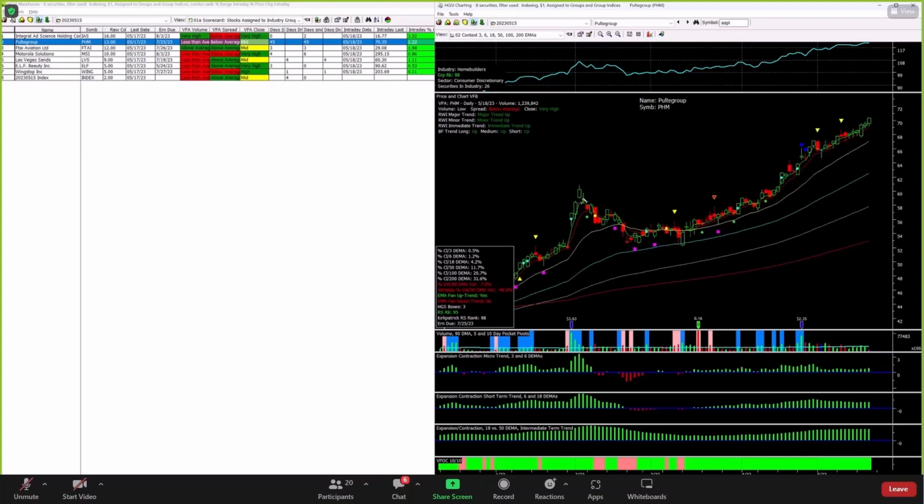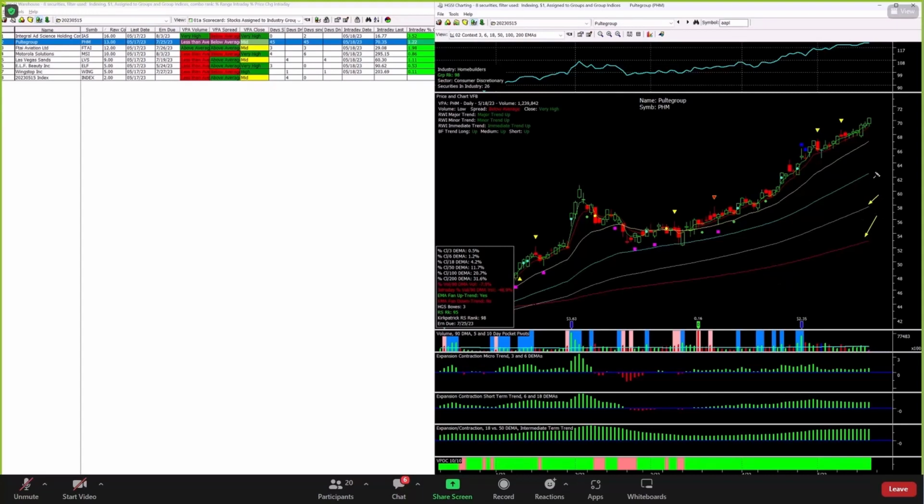It got extended. When it gets extended like this, there's a good chance it's going to pull back, just because they get ahead of themselves. But when they have nice, steady climbs like this, and the group remains strong, every time there's a little 1 or 2 day pullback, buyers came in and took this stock higher.